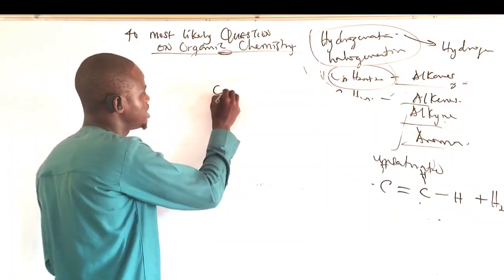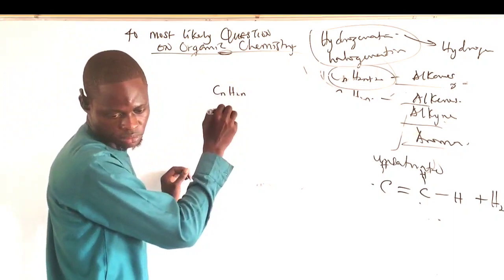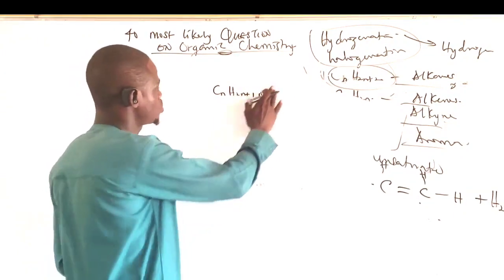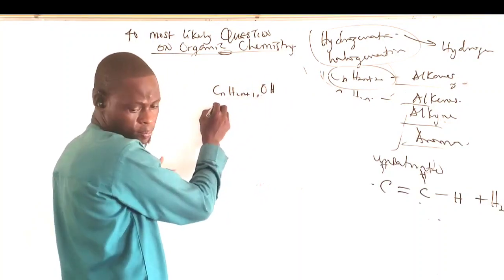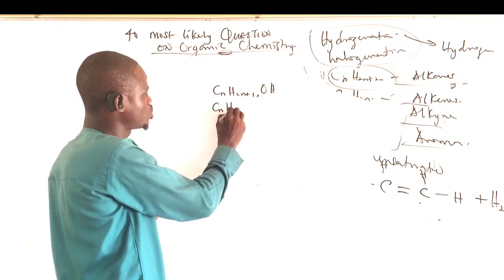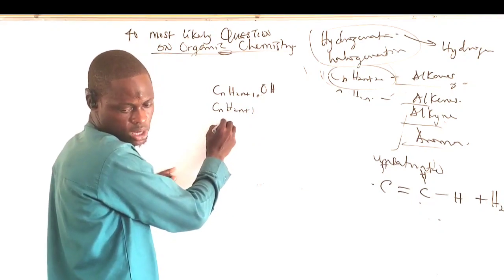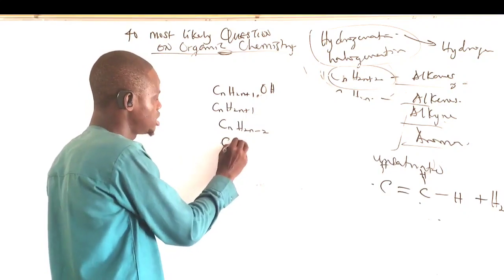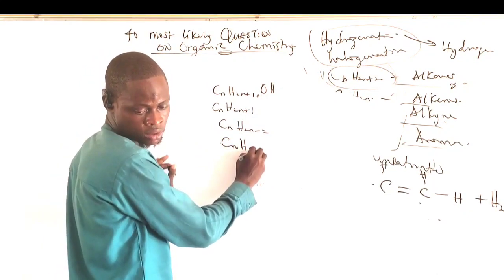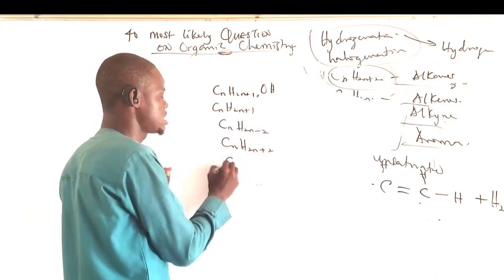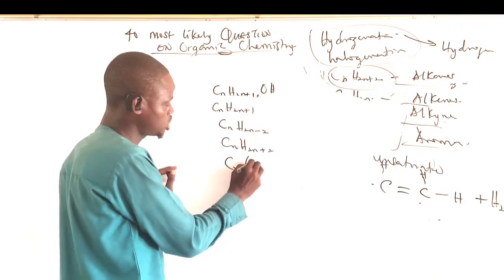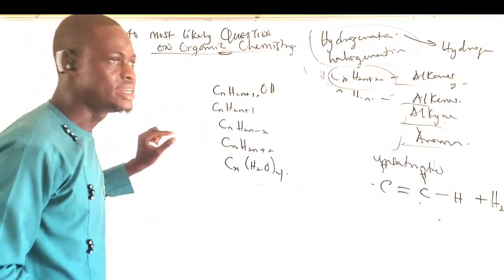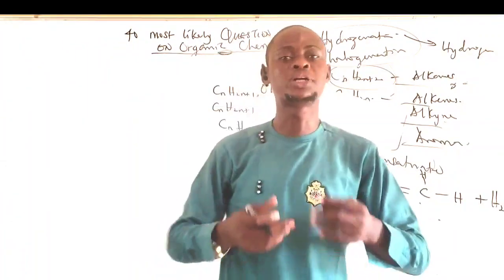Option A, we have CnH2n+1OH. Sorry, Option B, we have CnH2n+1. Option C, we have CnH2n-2. Option D, we have CnH2n+2. And then we have CH3CH. Now, look at it. These are the options. The only way to know is if you understand chemistry.